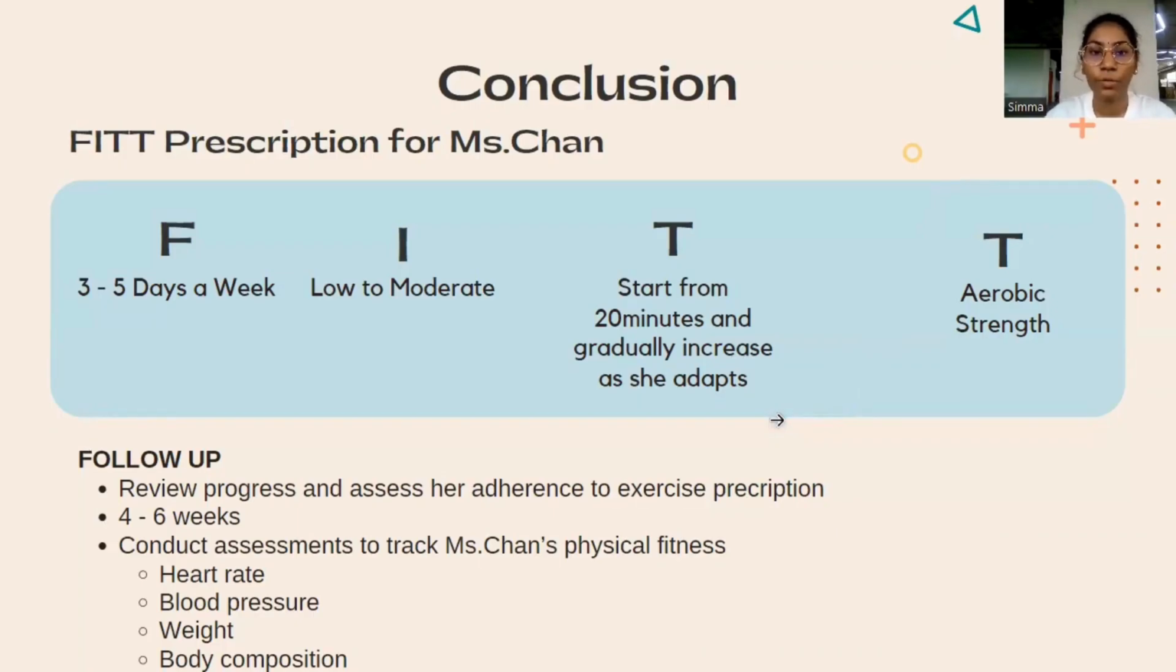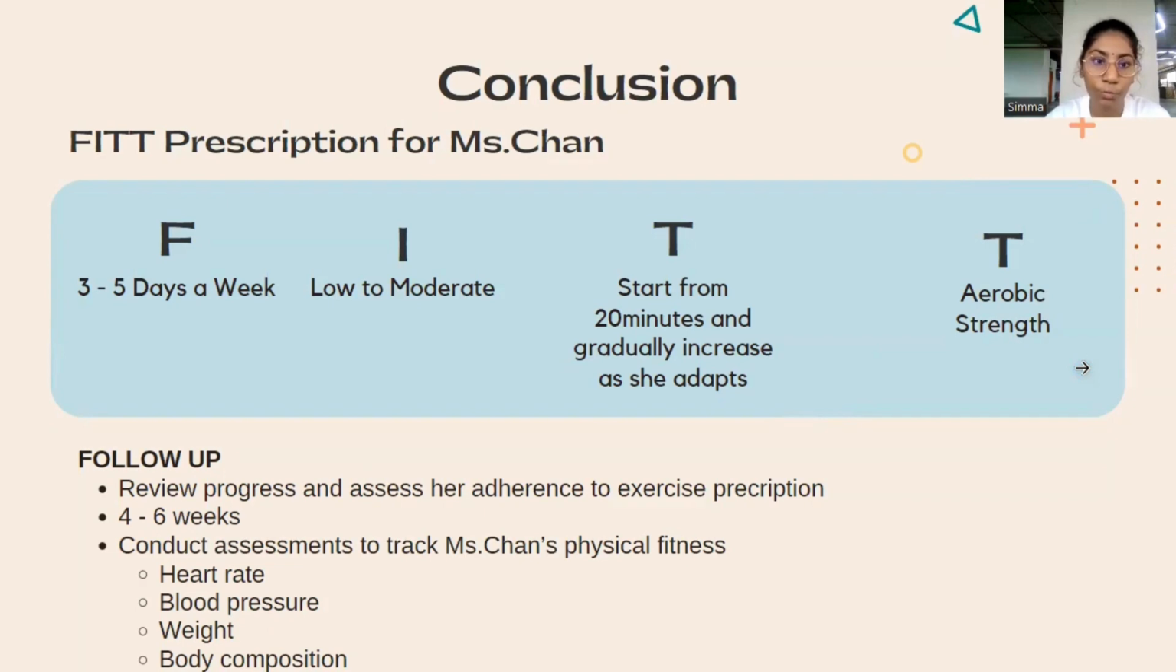Thank you, Alex. So to conclude our presentation, the overall FITT prescription for Miss Chan involves, for the frequency, 3 to 5 days a week, and the intensity is low to moderate intensity. The time is to start from 20 minutes and gradually increase the time as she adapts to it. And the type of activity and exercise she can follow is aerobic and strength exercise.